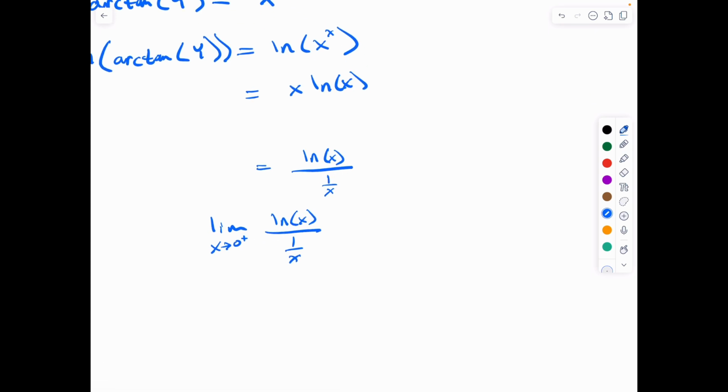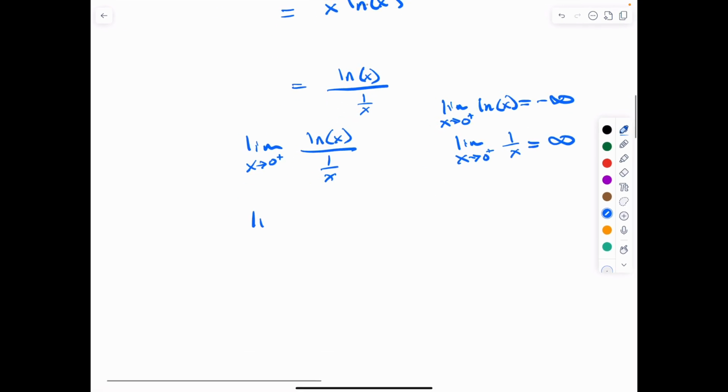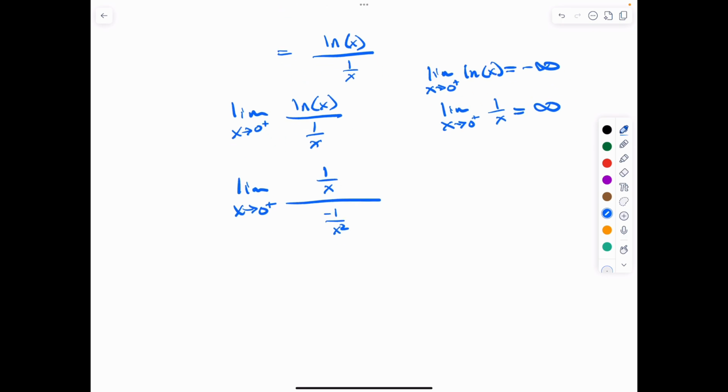Oh, so this does give me this. Limit as x approaches 0 from the top of natural log of x is negative infinity. Limit as x approaches 0 from the top of 1 over x is equal to infinity. And so this is an infinity over infinity, L'Hopital's rule. So we go ahead, and then the derivative of that is going to be negative 1 over x squared. Now, before we do anything more, I should have written this down. L'Hopital.